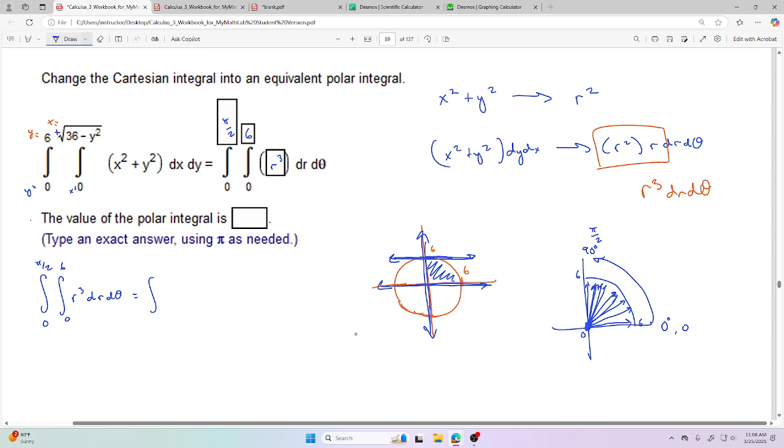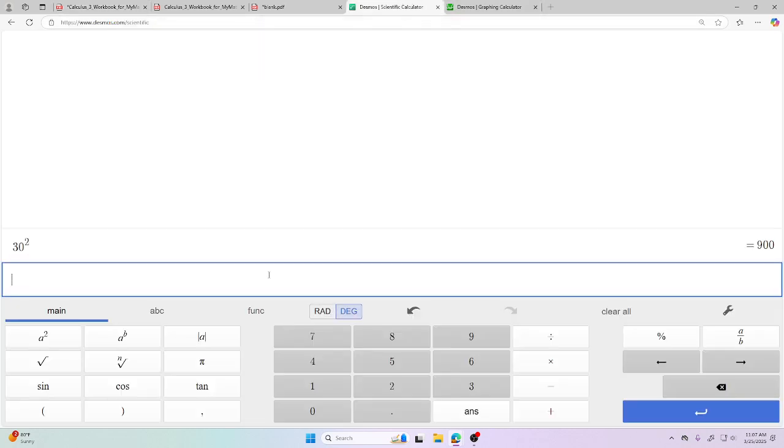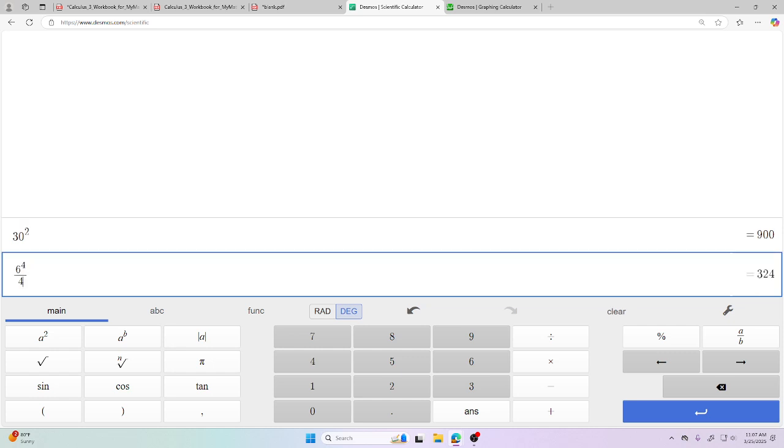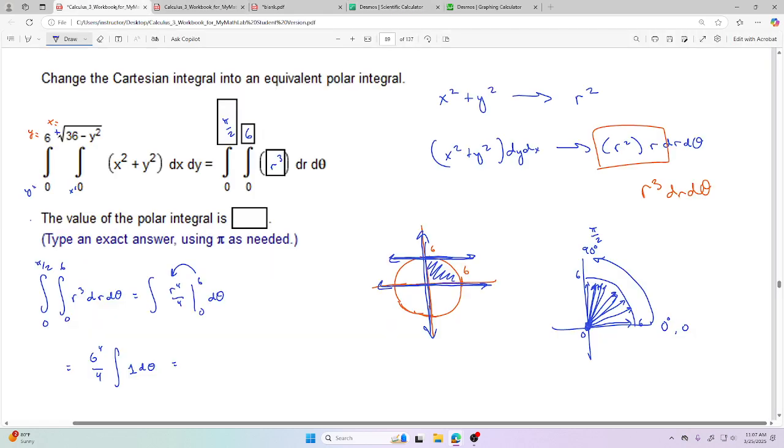What would I get? I agree. From 0 to 6. Plug in the 6. Simplified form. Okay, you're right. 6 to the 4th divided by 4. Wow, 324. Okay.